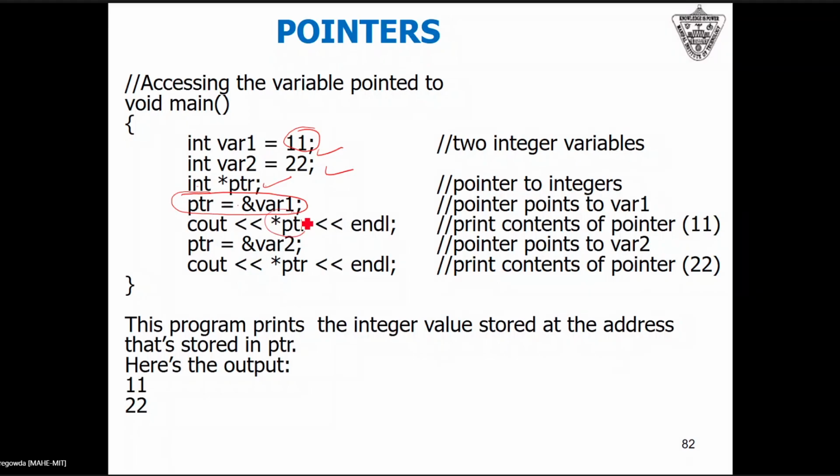If I say *ptr, my statement is going to display 11, which means that you are accessing the variable1 value through the pointer. Okay, so in this statement you are going to initialize &variable2. This statement is trying to access the value 22 which is stored in variable2. So you will get 22 here. This is the output of the program: 11 and 22.